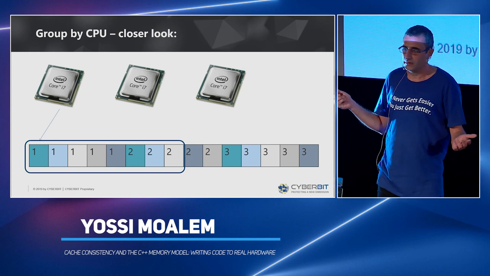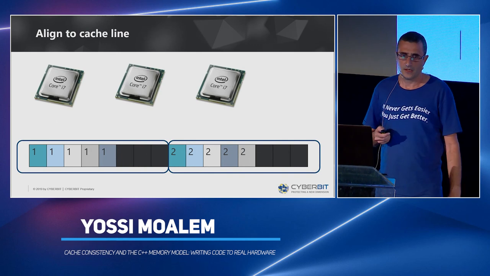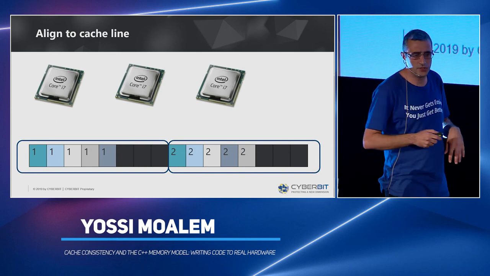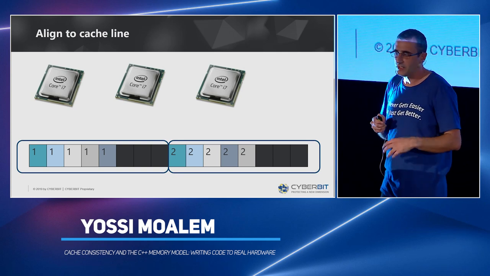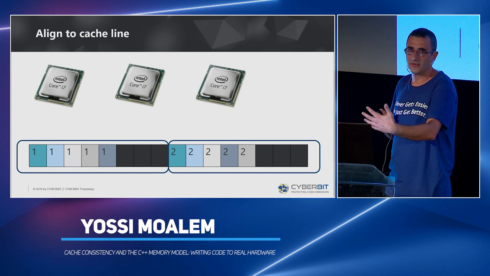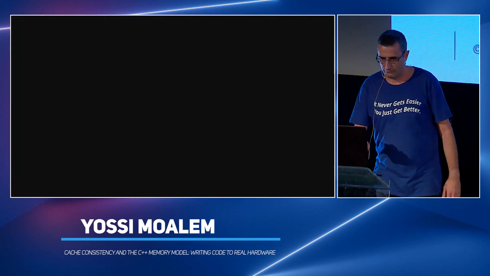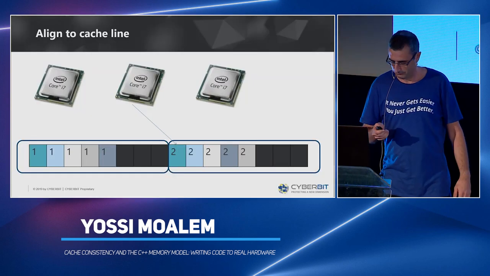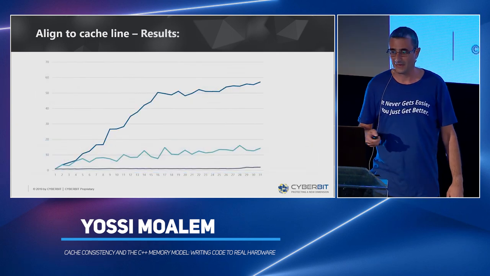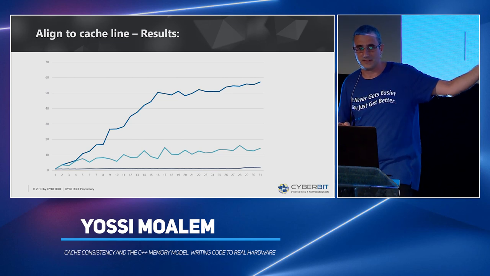So what we can do is just add some padding. I just added a few bytes that I don't use, and each core has its own cache line. Can it make a difference? This bar at the bottom, it's not the Excel, it's the actual result.